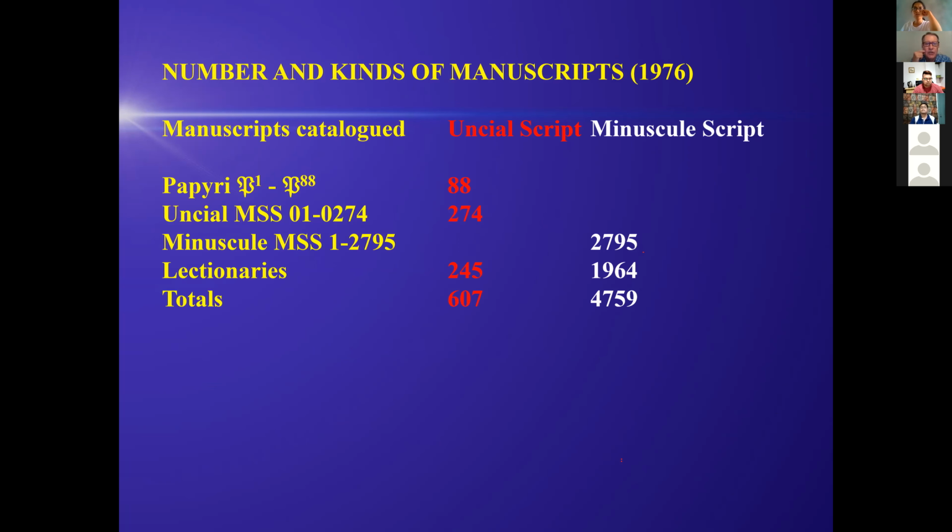Now, these statistics I'm giving right here are a little dated, 1976. But in the left column, we have the kind of manuscript: papyri, uncial, minuscule, and lectionaries. And then in the middle column, how many of those are in uncial script? Well, all 88 of the papyri are in uncial script. And of course, all the uncial manuscripts are in uncial script. All the minuscule manuscripts are in minuscule script. And the lectionaries are divided. The older ones are in uncial, and the later ones are in minuscule. So we have a total in 1976 of 607 uncial script manuscripts and 4,759 minuscule script manuscripts.